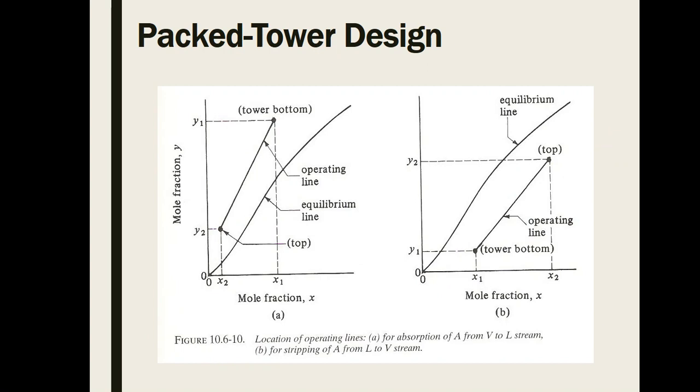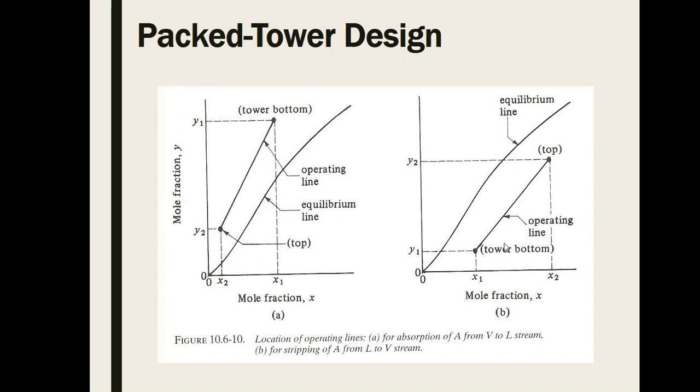Now, the location of the operating lines, the lines that we form whenever we plot the mole concentrations of the phases on the bottom part of the tower and on the top part of the tower. So this is our operating line, where the equilibrium curve or line is a line or a curve that graphically illustrates the relationship between X and Y. When plotted together in one graph, the operating line for gas absorption is written on top of the equilibrium curve, and that of stripping is in here.